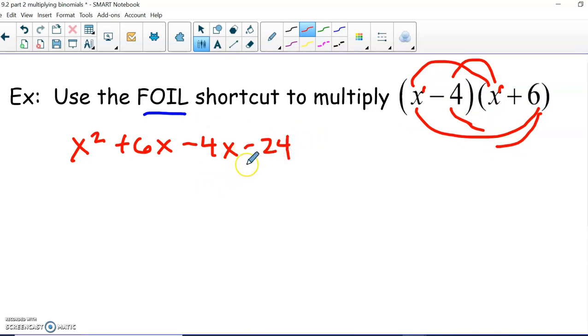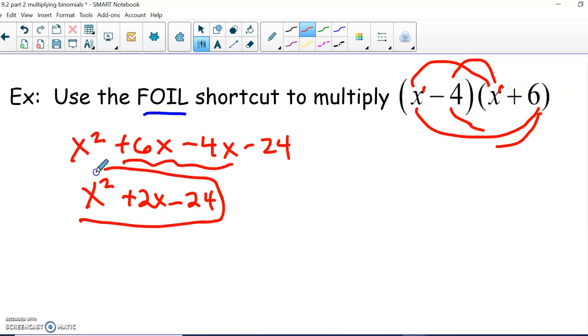And again, before you circle it and say I'm done, check to see if you can combine like terms. So I'm going to start with my x squared. 6x minus 4x gives us 2x. They're like terms because they both have x to the first power. We don't change the variable, we just combine the coefficients. So 6 minus 4 gives us positive 2. I bring down my negative 24. It's now in standard form, highest exponent to the constant, and we're done.